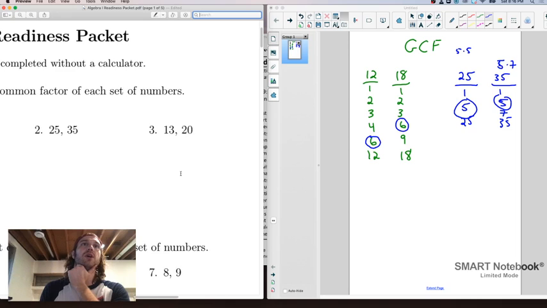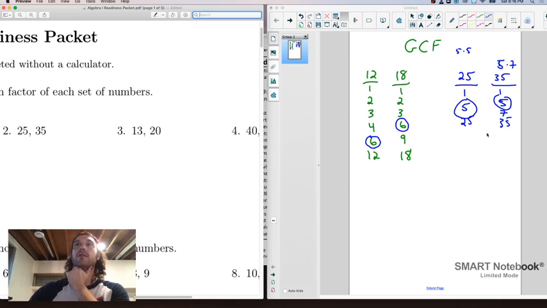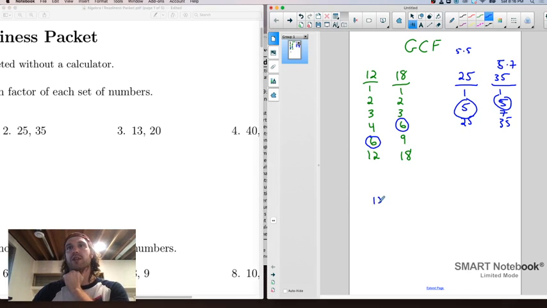Let's go ahead and keep going. 13 and 20. Let's think about that one. Think about the smaller number first. 13 is a prime number, so it's only divisible by 1 and 13, and we can't divide 20 by 13, but we can divide it by 1, so 1 is our GCF. So this one's 1.